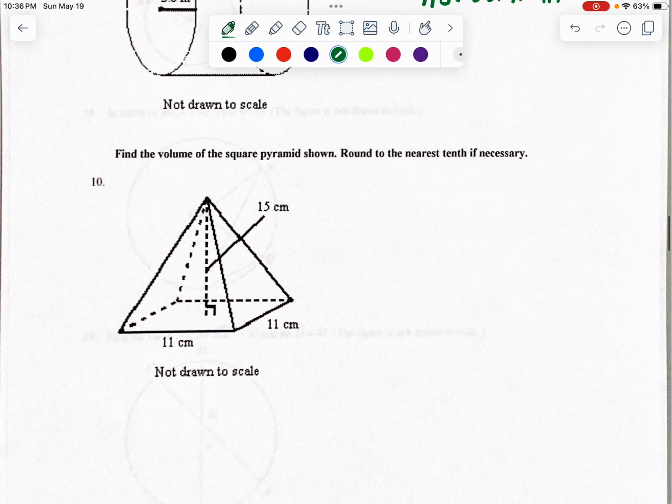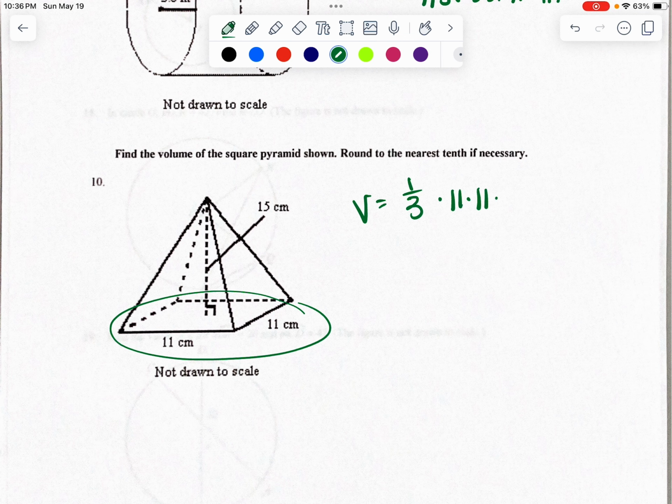Number 10, the volume of a pyramid is 1/3 times the area of the base. In this case, the base happens to be a square, and we know to find the area of a square, it's just length times width, or side times side, and then times the height of the pyramid. So 11 times 11 times 15, and then 1/3 of that is going to be 605 cubic centimeters for number 10.